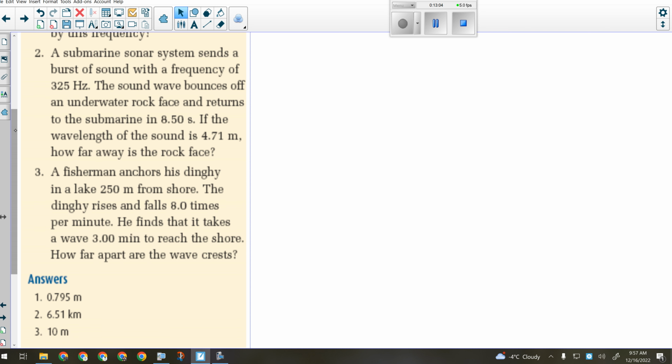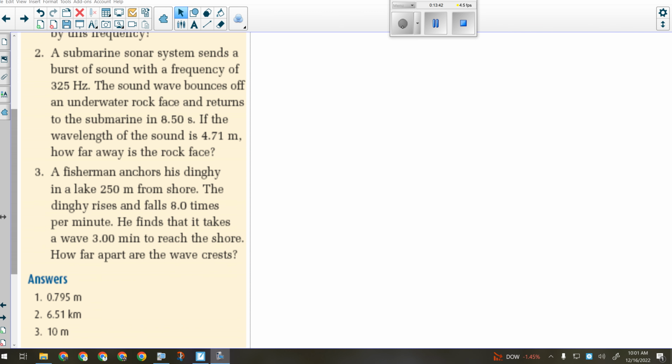A fisherman anchors his dinghy in a lake 250 meters from shore. The dinghy rises and falls 8 times per minute, and he finds that it takes 3 minutes for the wave to reach the shore. How far apart are the wave crests? If they're asking you how far apart the wave crests are, what are they actually asking you to calculate? The wavelength. Now they do give you some other information in there that can help you find other parts of the universal wave equation. So I'll give you a couple minutes on that one.